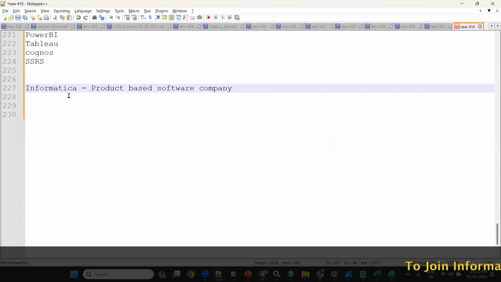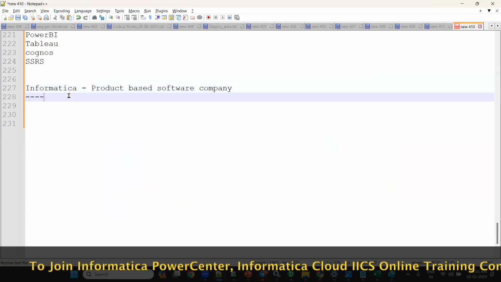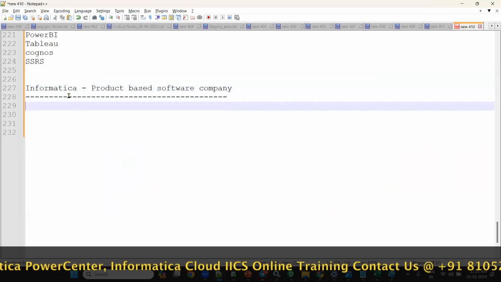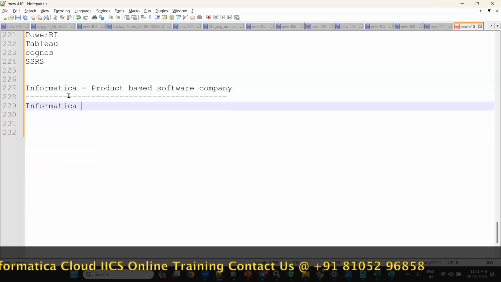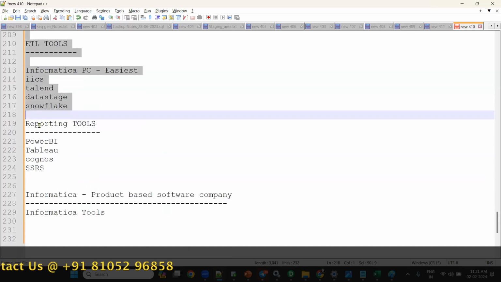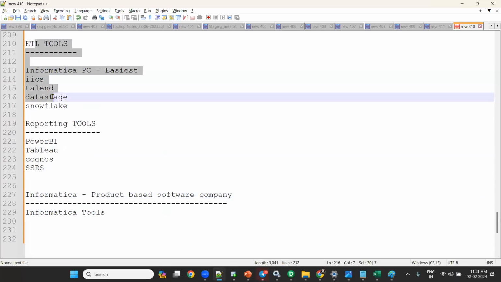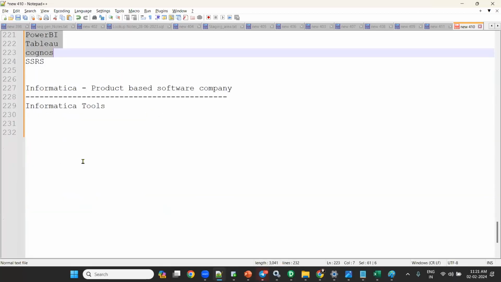In India, there is a branch in Hyderabad, one in Bangalore, and one in Mumbai. Informatica has developed a few tools. Now we are discussing Informatica tools. These are ETL tools. These are reporting tools. Correct? These are Informatica tools.